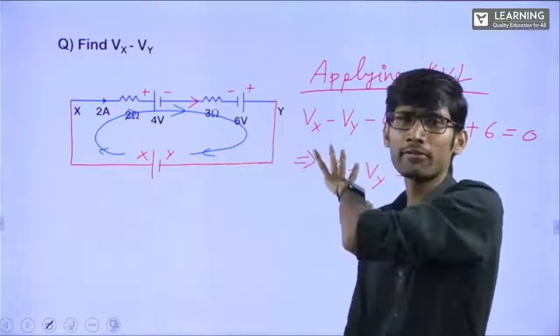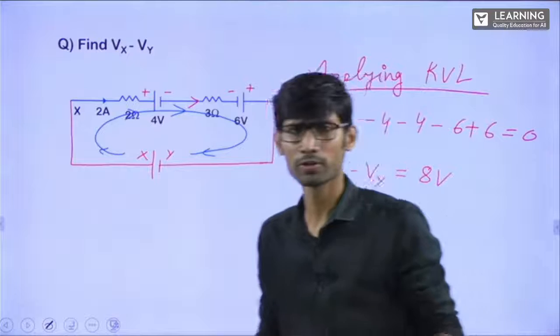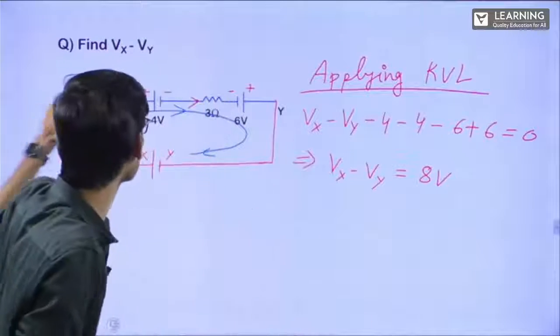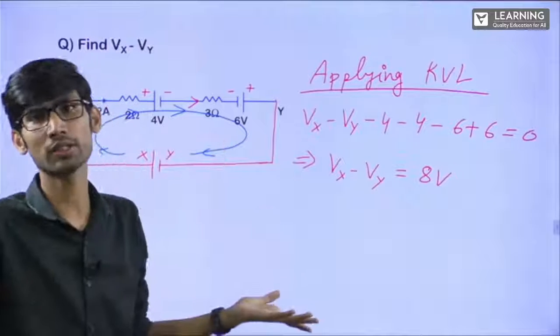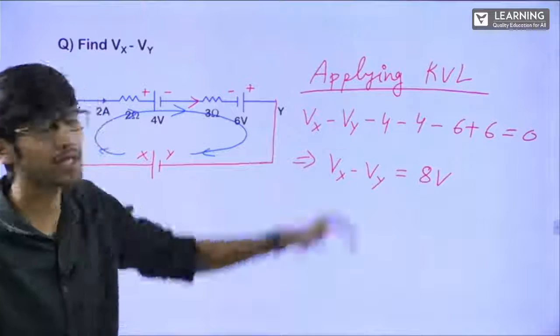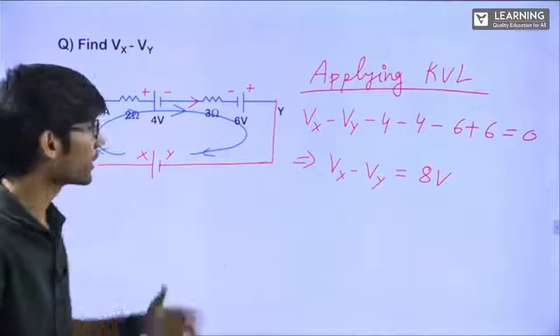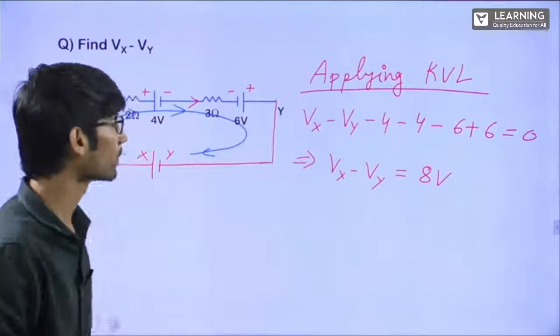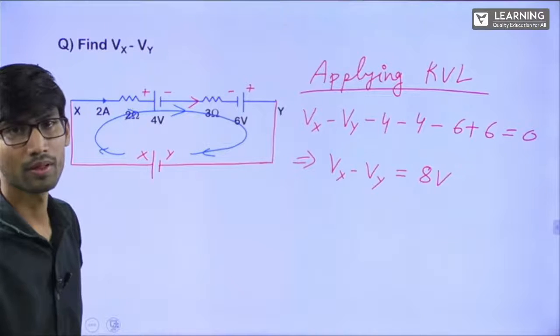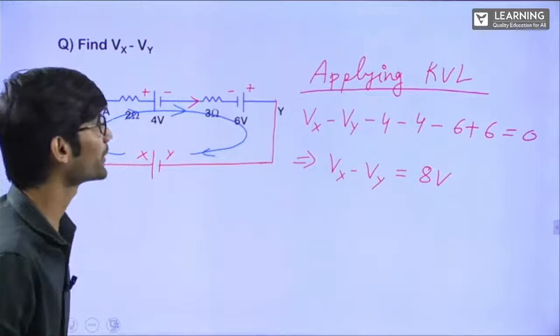Voltage can come as negative also. Potential difference can come as negative also. That means potential drop is happening as you are going from X to Y. Don't worry. If in any question your potential is coming as negative, that means a potential drop happened as you moved from here to here. Okay? Here, since it is coming as positive, that means potential gain happened as we are moving from here to here. Clear? I hope you understood today's session.